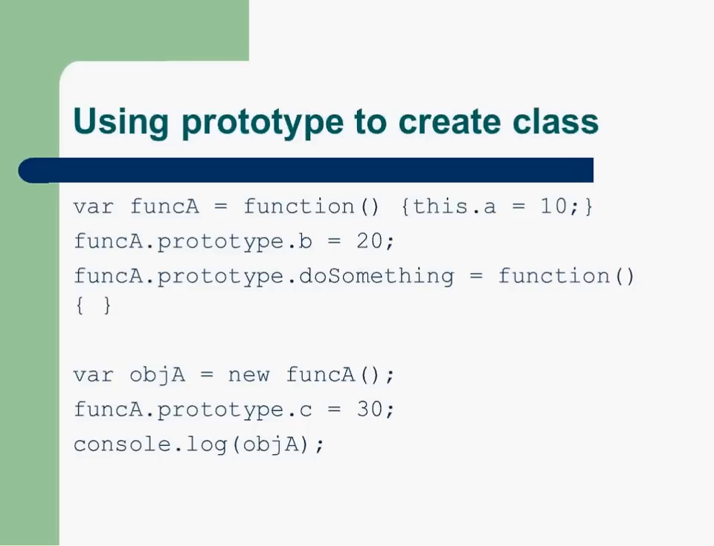So there is a question: inside doSomething, can I access this.a value from the prototype? No, it's not available because a is inside function A. But suppose B is defined in function A also, then A will be available. By default, inside the prototype, you cannot.